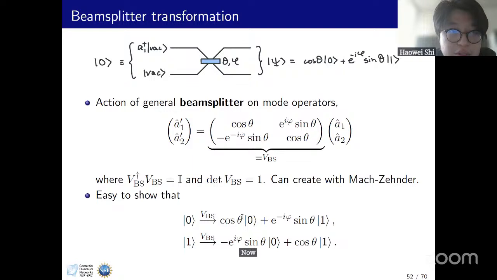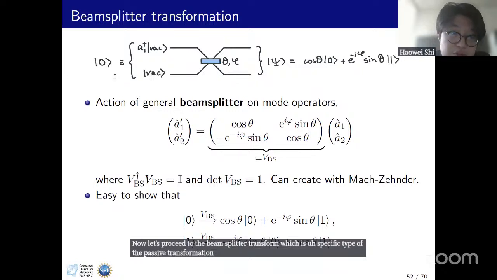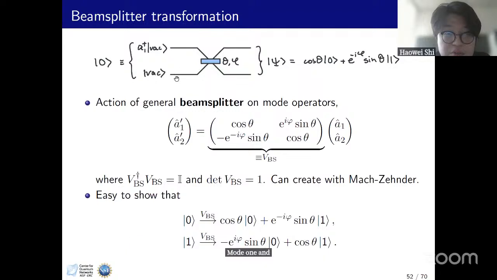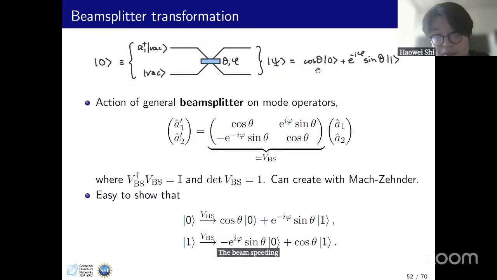Now let's proceed to the beam splitter transform, which is a specific type of passive transformation. For example, if you have the zero logic state input, which corresponds to one photon at mode 1 and zero photons at mode 2, you will have a superposition state at the output. So the photon input is split by the beam splitter. The beam splitting ratio is described by theta. The transmissivity is cosine squared theta.